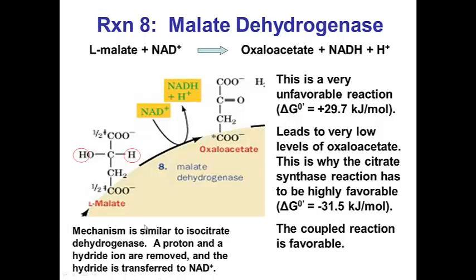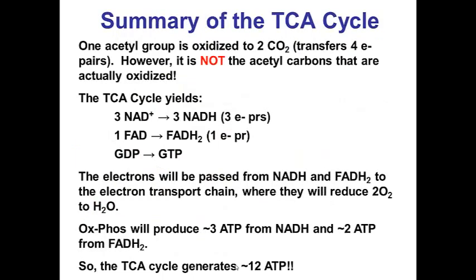Because we've already discussed the mechanism, I'm not going to discuss it any further. You can refer back to the isocitrate dehydrogenase mechanism. So that's the end of the reactions of the TCA cycle, but I just want to go back and summarize all of the products associated with the TCA cycle. First, pyruvate is converted to acetyl-CoA by the pyruvate dehydrogenase complex, and that acetyl-CoA group is what enters the TCA cycle.